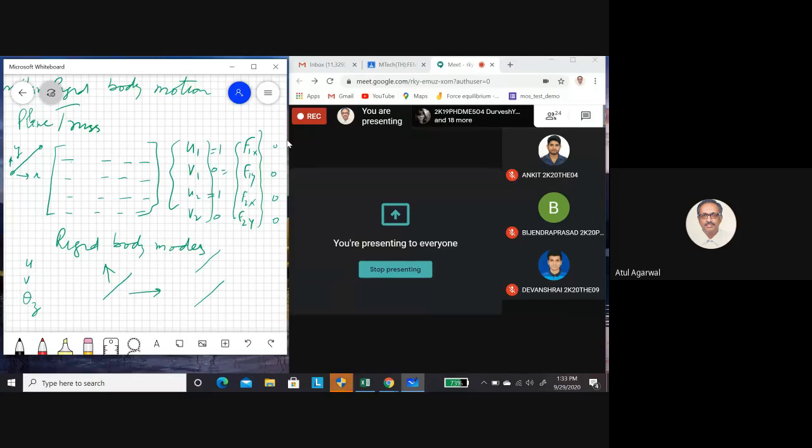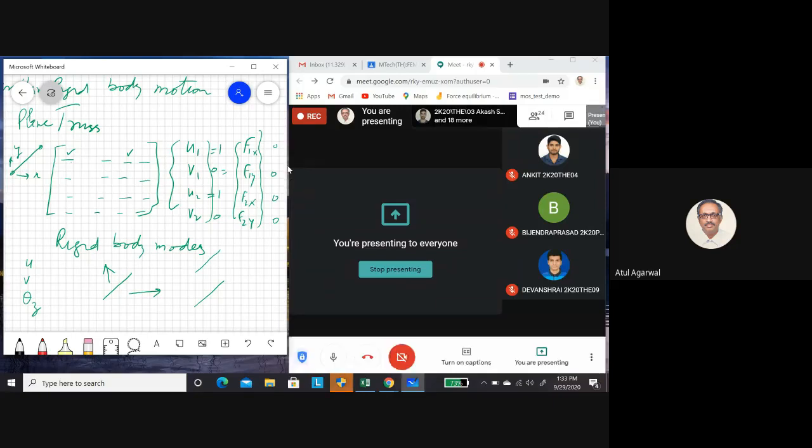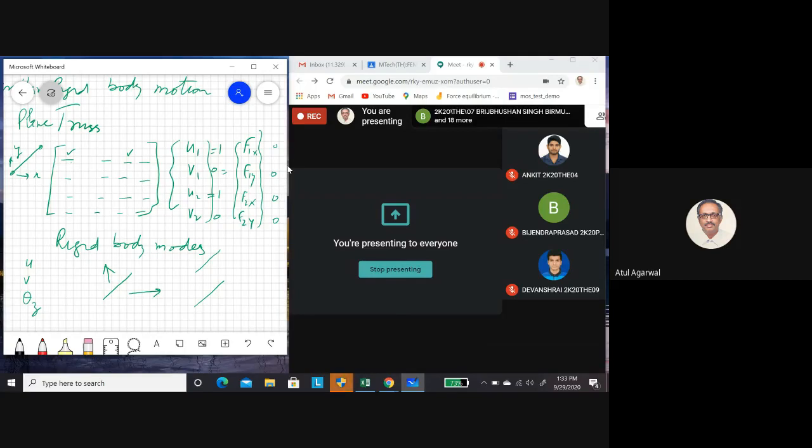So this term is multiplying with this one. This term is multiplying with this one. So these are multiplying with zeros. So if this should be 0, the sum of these two terms should be 0. Similarly, if you had this as 1, this as 1, this as 0, then you would have had a rigid body motion in y direction. So this term plus this term should be 0.